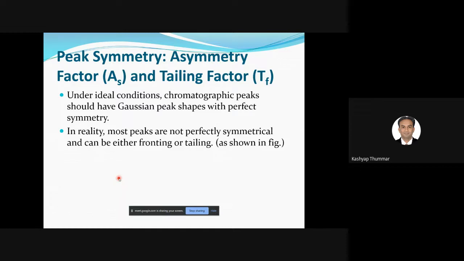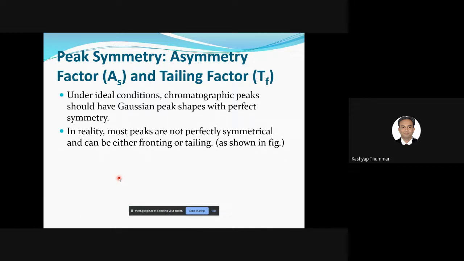Under ideal conditions, meaning the instruments are working fine and the detector is also working fine, chromatographic peaks should have Gaussian peak shapes with perfect symmetry. In reality, most peaks are not perfectly symmetrical and can be either fronting or tailing.